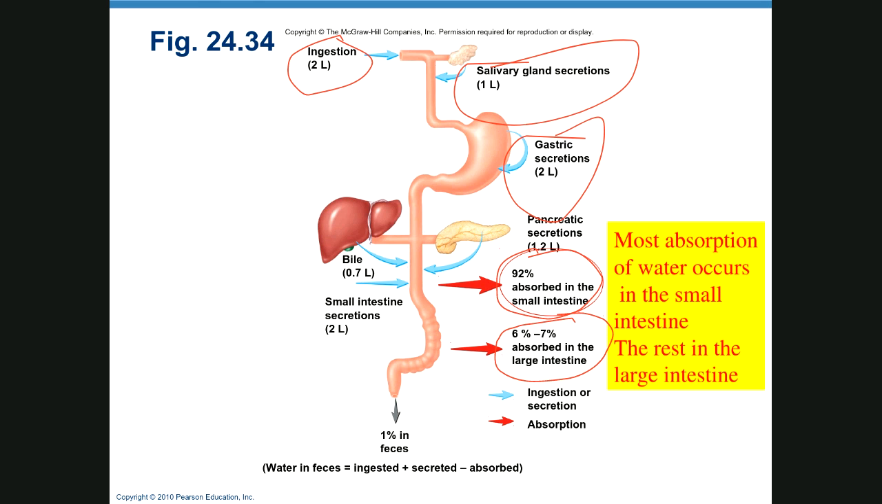Okay, so that is basically it for the digestive system. Any questions?